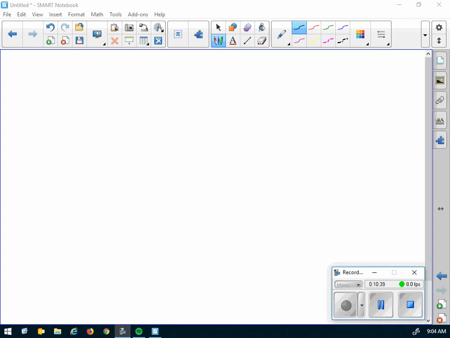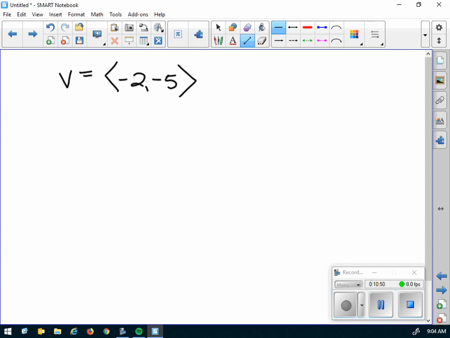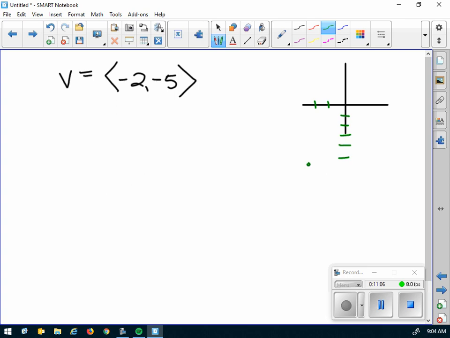Let's look at part B. Vector V is -2, -5. We need to find its magnitude and its direction. Let's draw a position vector. What quadrant is that thing going into? All right, -2, -5. So left 2, down 5, right here. What's its magnitude? Square root of 29. So magnitude of V, square root of 29.